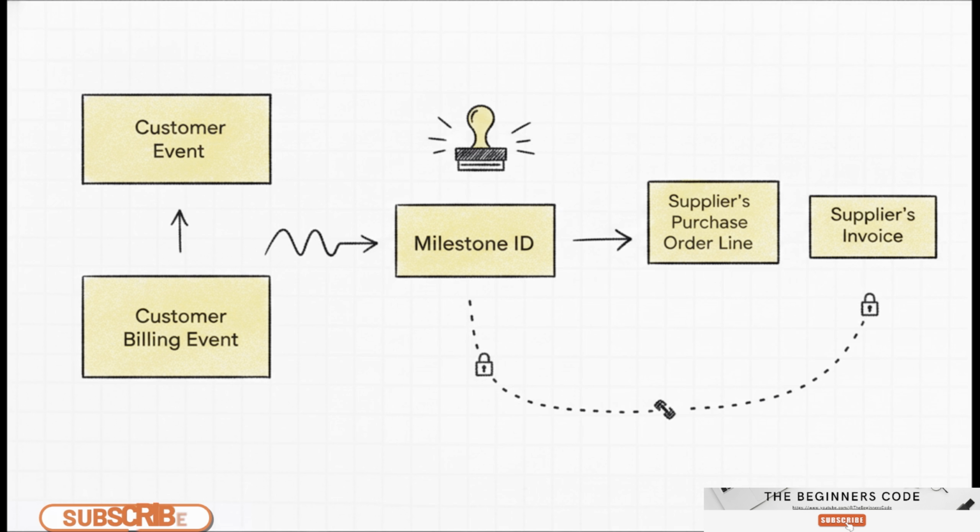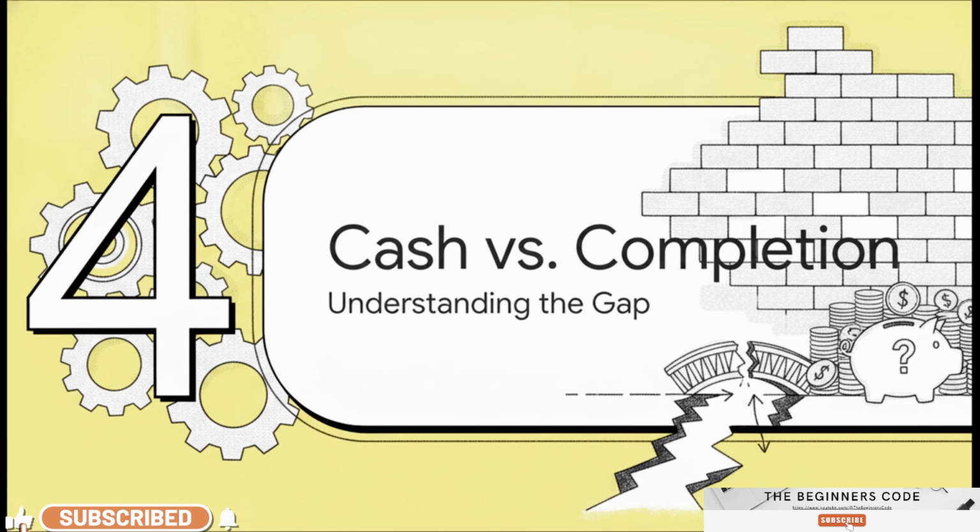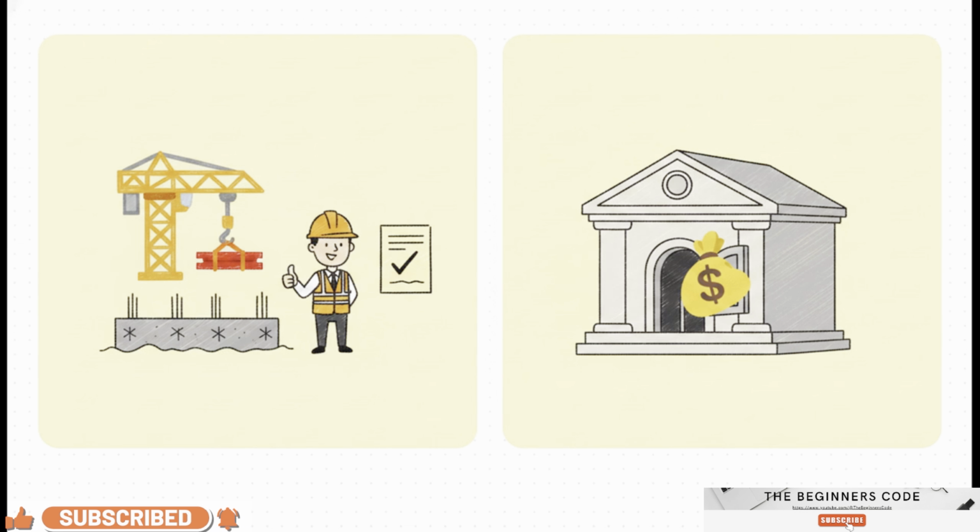It's brilliant. Part 4, Customer Cash versus Completion. We need to dive into a crucial, real-world distinction here. Just because a milestone is physically completed doesn't mean the money is actually sitting in the bank. Standard project billing does not automatically create an accounts payable payment just because an accounts receivable invoice was generated.